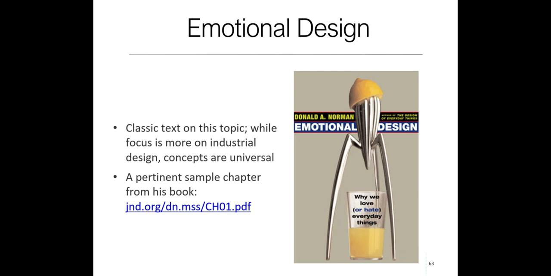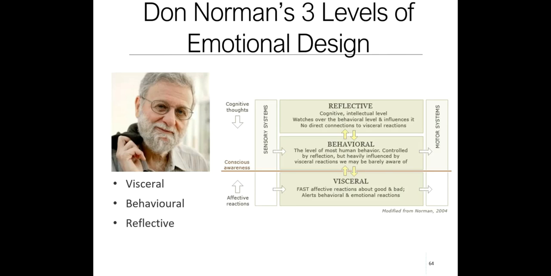And if you want to have an example, look at this book. The first chapter, it's still available on his own website there. So it's Emotional Design: Why We Love or Hate Everyday Things. And basically he says that there are three different levels: visceral, behavioral, and reflective.